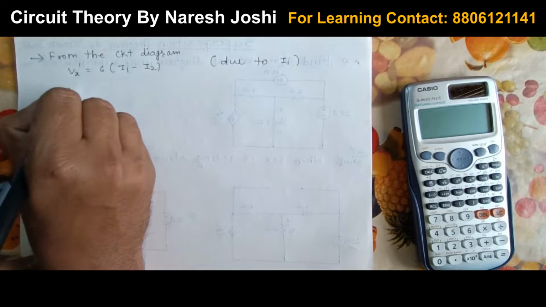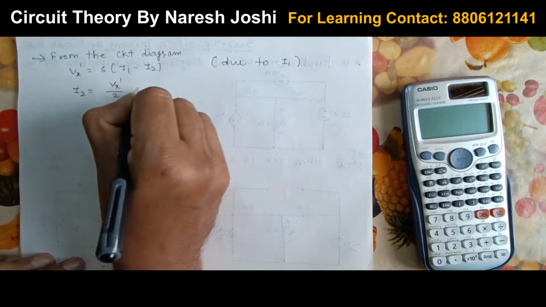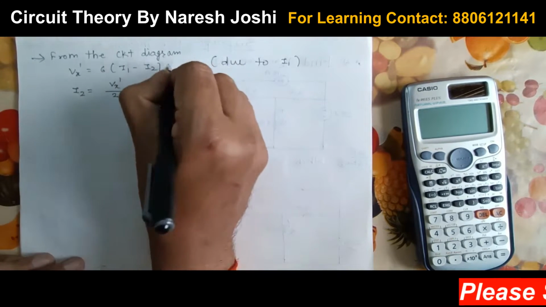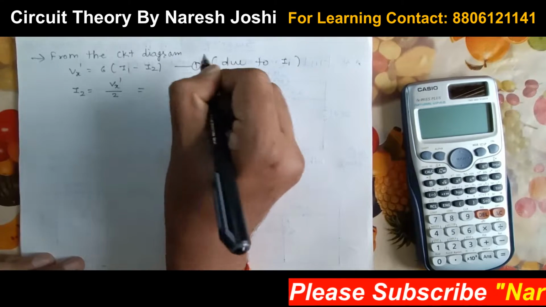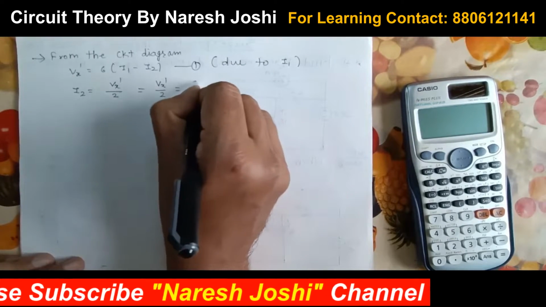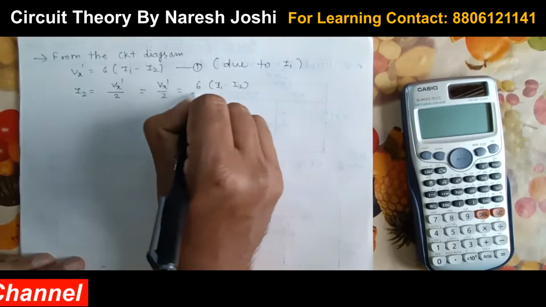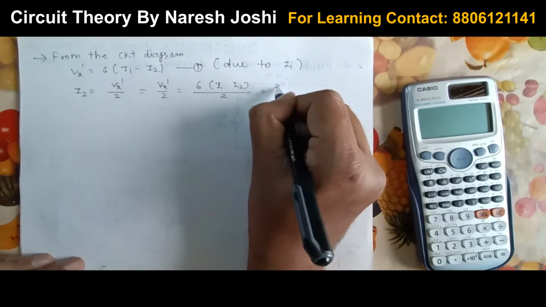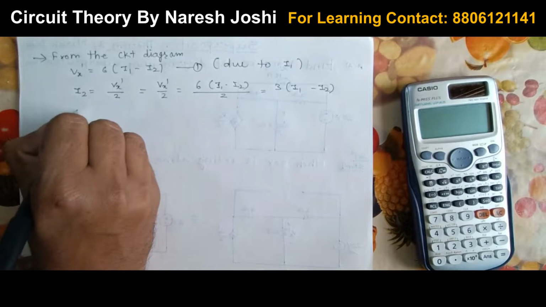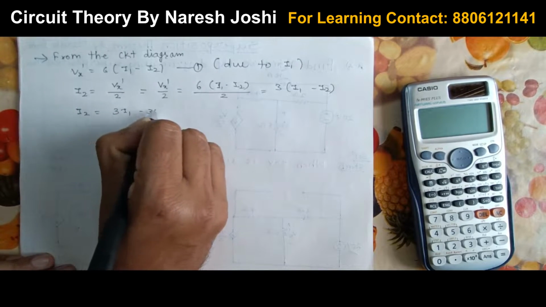The second thing we are getting from the circuit diagram is I2 equals Vx by 2. And what is the value of Vx by 2? Okay, so we can consider this as equation number 1. If you put equation number 1 here for Vx by 2, then you can write 6 (I1 minus I2) upon 2. And this is what? 3 in bracket (I1 minus I2). And finally you can see this is I2 equals 3 I1 minus 3 I2.